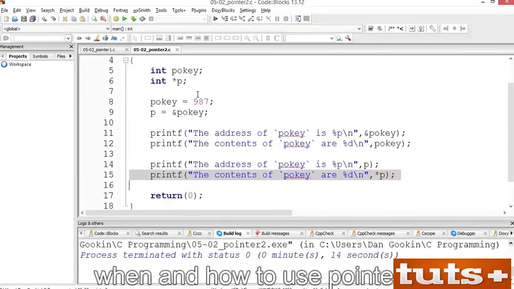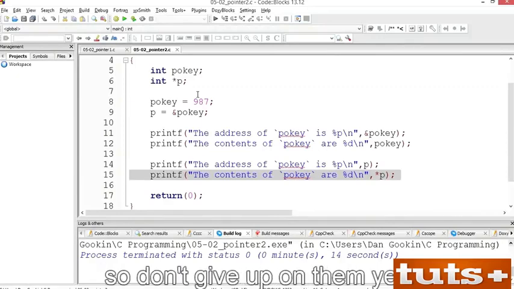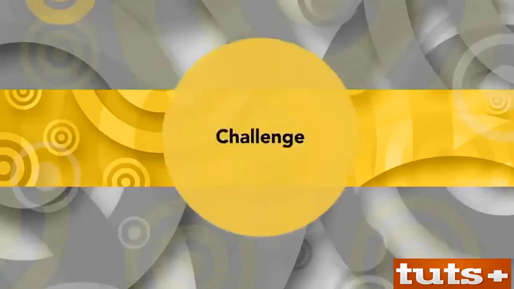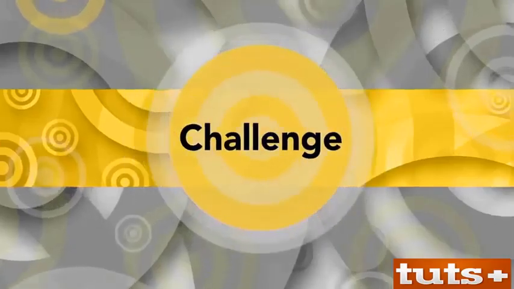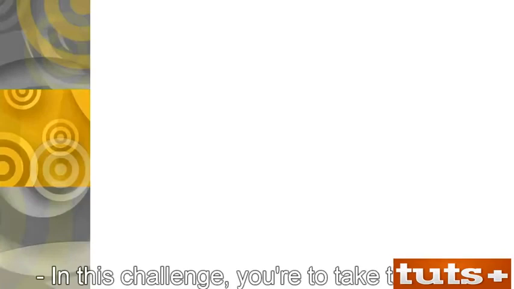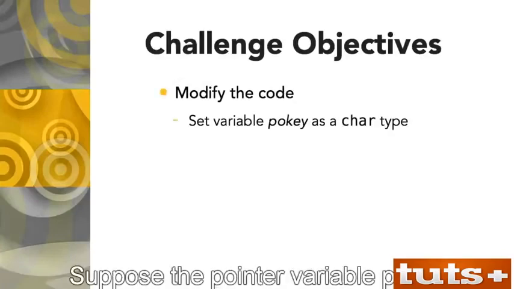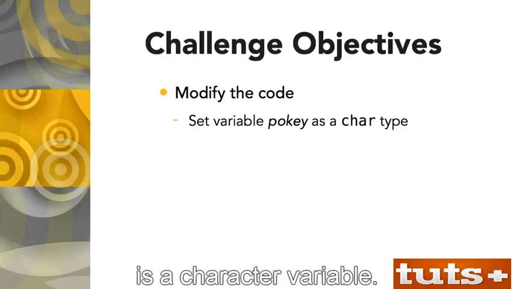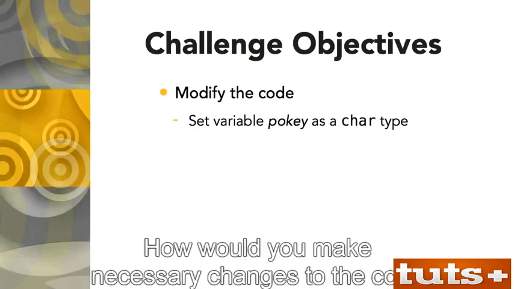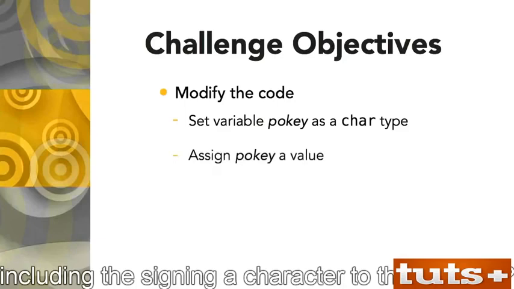In this challenge, you're to take the code from pointer 2 and modify it. Suppose that variable pokey is a character variable. How would you make necessary changes to the code, including assigning a character to the variable? Convert pokey to a char variable and alter the rest of the code to reflect this change. This challenge should take you about 10 minutes.